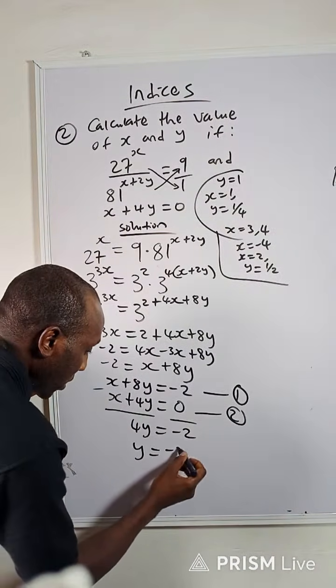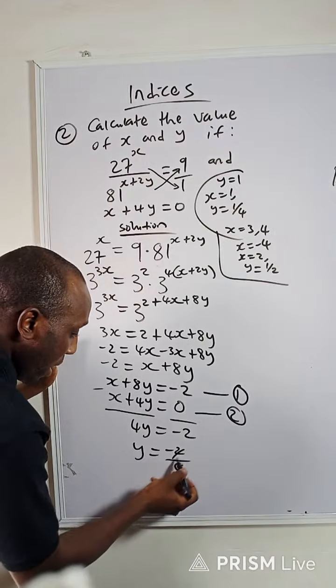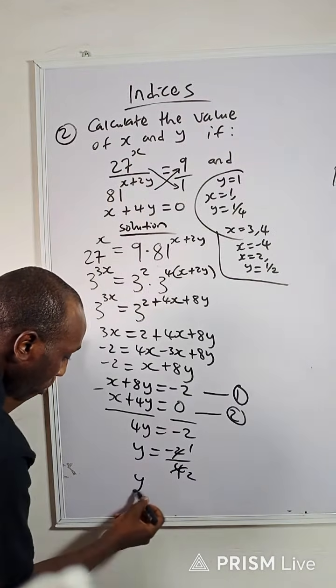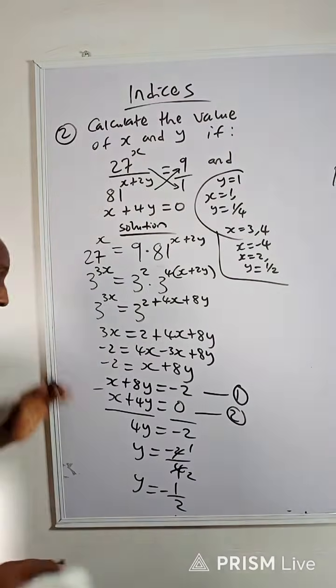y is equal to negative 2 over 4. 2 into 2 is 1, 2 into 4 is 2. So y is equal to what? Negative half, or negative 1 over 2.